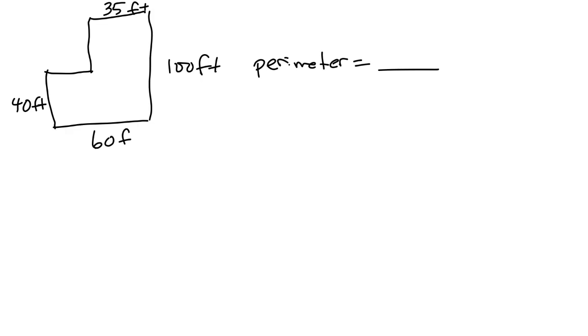So 35 plus 100 plus 60 plus 40 plus, this doesn't have a length. Neither does this. So I've got to take and use what I know. Okay? I know that from here to here is 100 feet. It says so right there. From here to here is 100 feet. I know that from here to here is 40 feet. Well, that matches here. So this much is 40 feet.